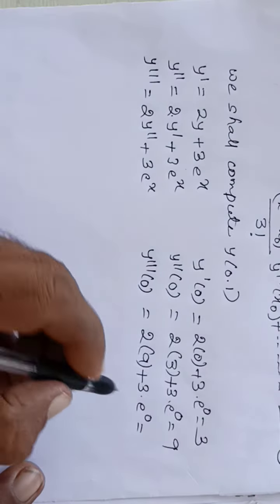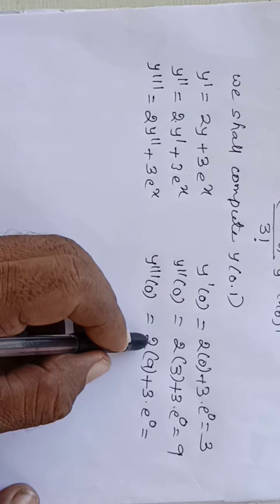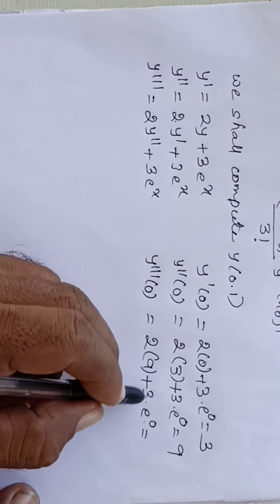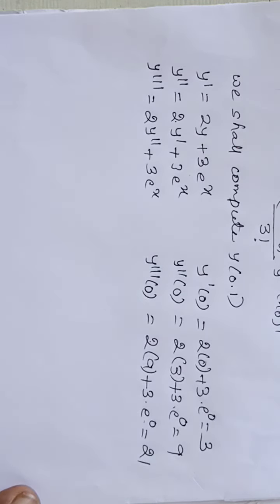Next, what answer we are going to get here? 9 into 2, 18, plus 3 into 1 here. 18 plus 3 is 21.